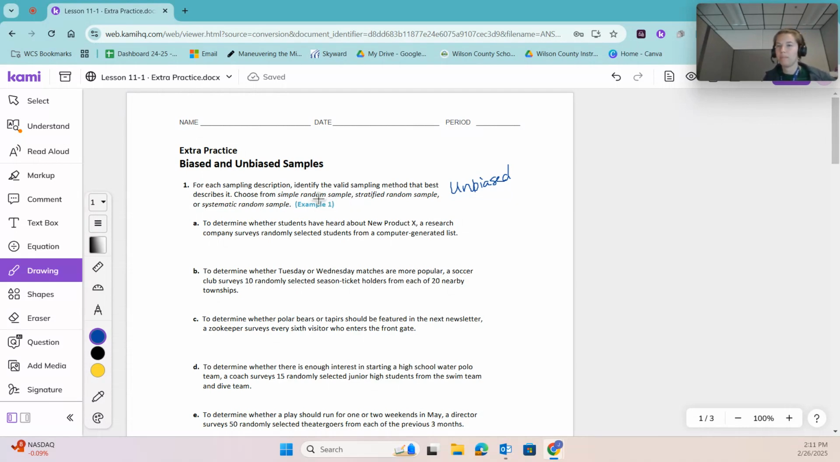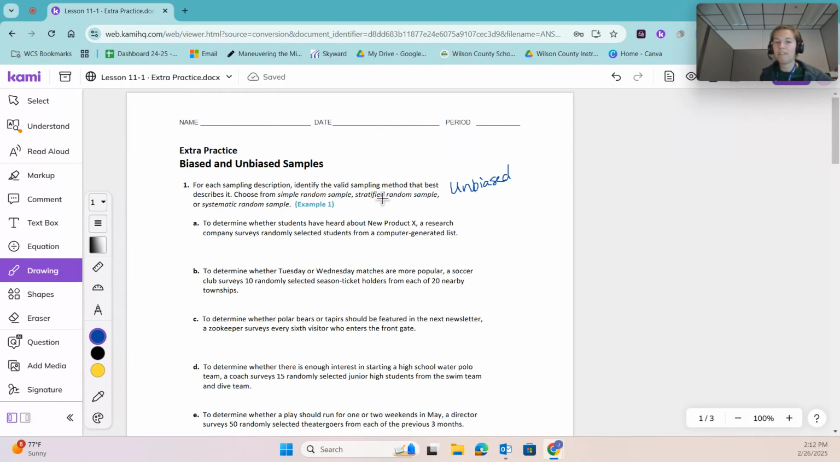A simple random sample would be something that's generated by a computer, or you put all the names in a hat and you draw it out, or you put all the names on a spinner and you spin to get the name of who is going to happen or whatever's going to happen. That would be a simple random sample.